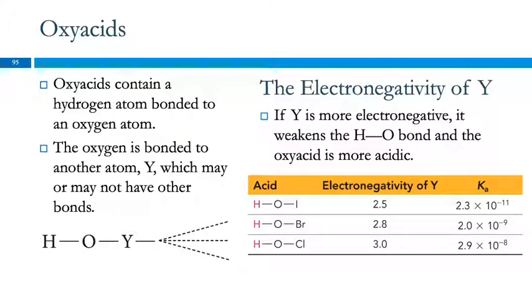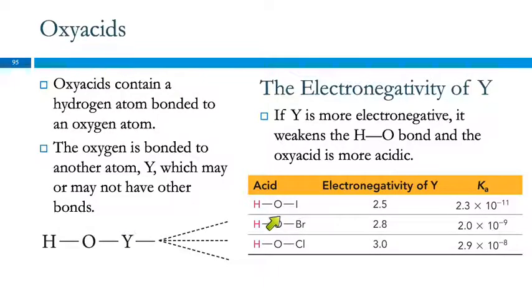So what about the oxyacids? Oxyacids, as the name suggests, have oxygen in them. So there's going to be oxygen and this other element. The hydrogens on oxyacids are always bonded to the oxygens, always. If we're looking at hypoiodous acid, HOI, the hydrogen is bonded to the oxygen.